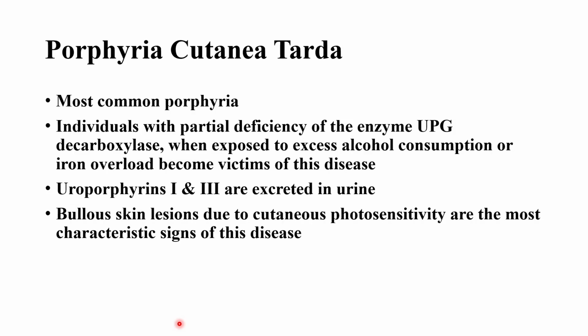Then next is the porphyria cutanea tarda. This is the most common porphyria. Individuals with partial deficiency of the enzyme UPG decarboxylase, that is uroporphyrinogen decarboxylase, when exposed to excess alcohol consumption or iron overload, become victims of this disease. Uroporphyrins 1 and 3 are excreted in urine. So bullous skin lesions due to cutaneous photosensitivity are the most characteristic signs of this disease.